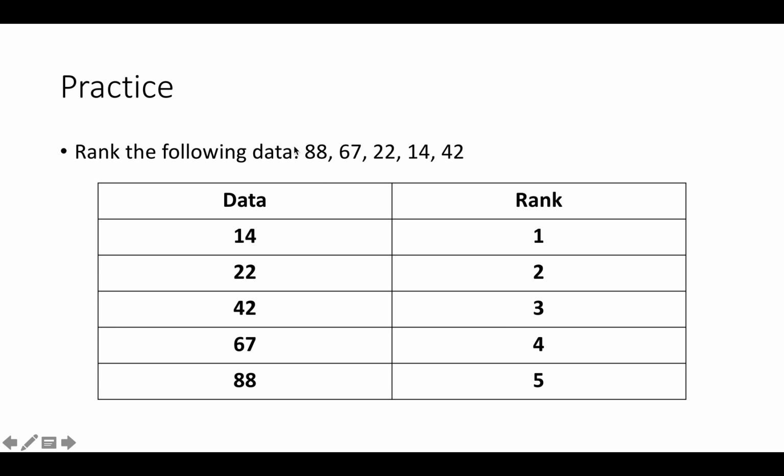So let's practice. If I gave you the following data, 88, 67, 22, 14, 42, and I asked you to rank this data, you would start by arraying the data. So you have 14, 22, 42, 67, 88. 14 would receive a rank of 1, 22 a rank of 2, 42 a rank of 3, 67 a rank of 4, 88 a rank of 5.